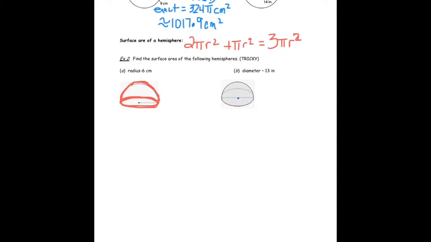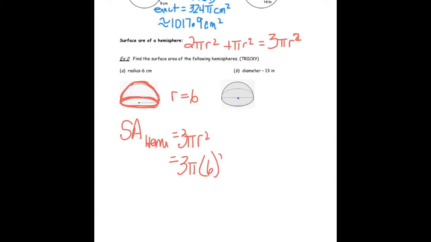So we're going to find the surface area of the following. So the radius here is 6. Remember, that the surface area of a hemisphere is 3 pi r squared. So that's 3 times pi times 6 squared. 6 squared is 36. 3 times 36, which is 108. So this is really 108 pi centimeters squared. Now that's exact.